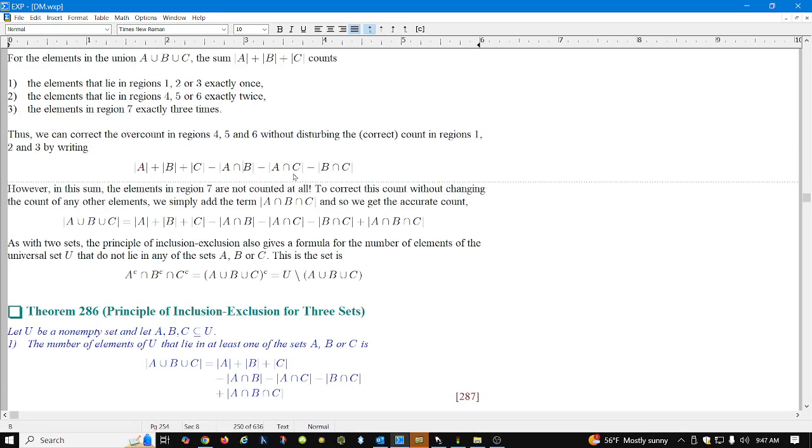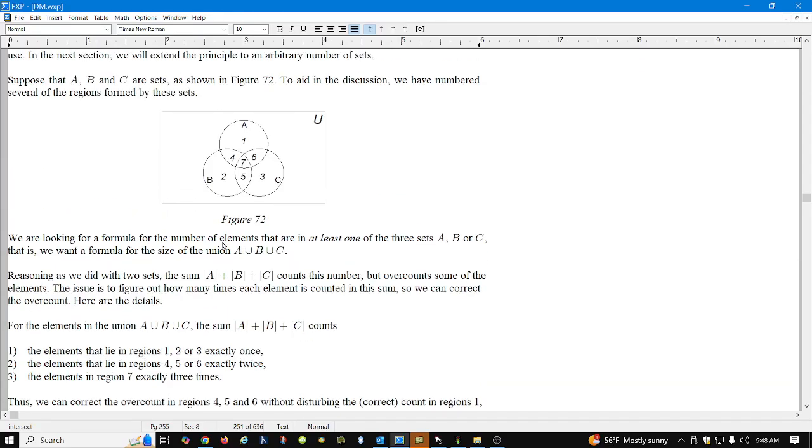The consequences are that the elements in region 7, these are the ones we still have not counted properly, are now not counted at all because they're counted 1, 2, 3, -1, -2, -3. They're counted 0 times. So we correct that count by adding the size of the intersection of all 3. Okay? If you grasp this argument, you understand the principle of inclusion-exclusion.